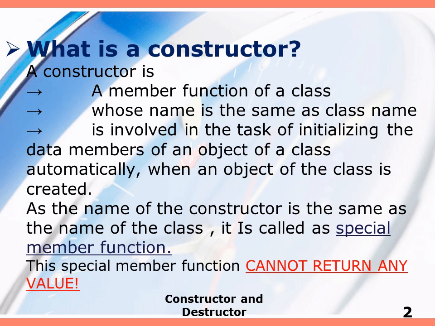A constructor is involved in the task of initializing the data members of an object of a class automatically when an object of the class is created. Which means that as soon as the class object is created, the constructor gets called implicitly. As the name of the constructor is the same as the name of the class, it is called a special member function. This special member function cannot return any value.